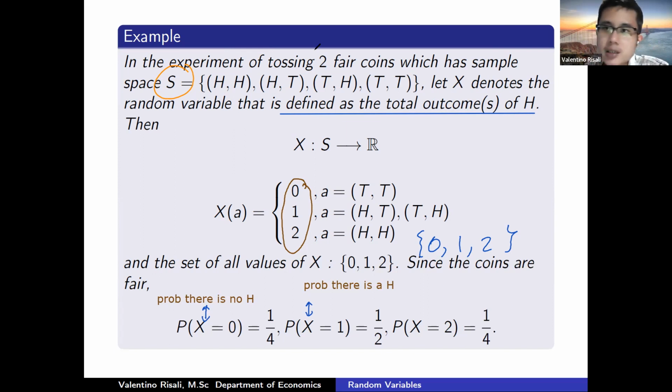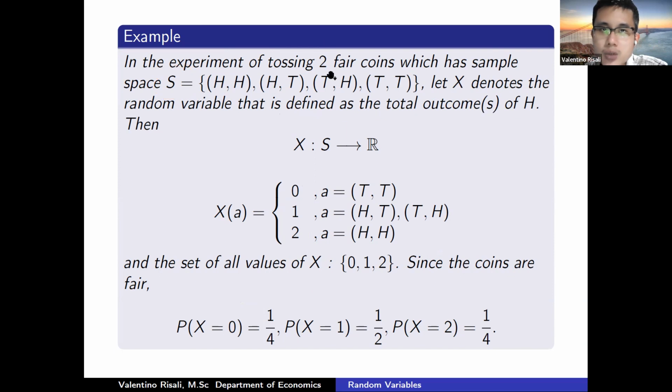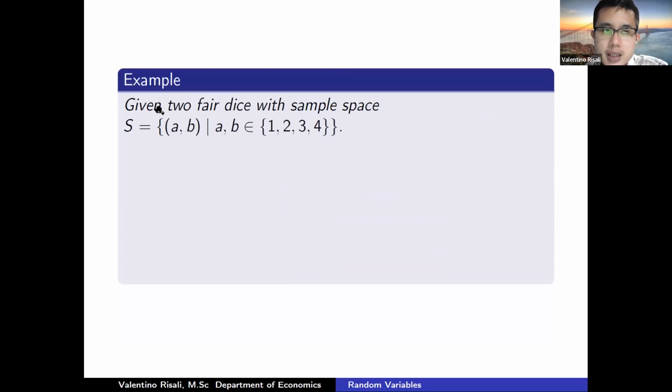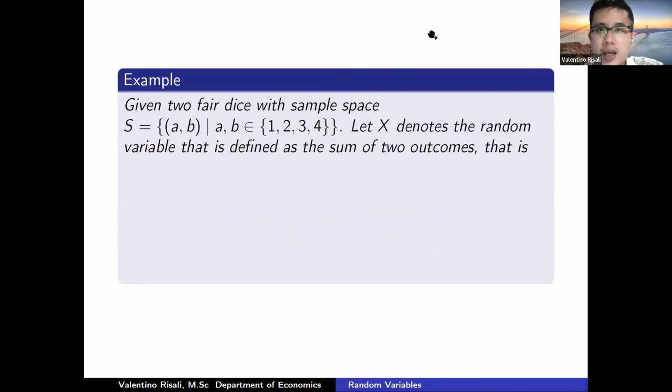Okay, great. Then we go to the second example, that is the experiment of rolling 2 fair dice, and for this they are four-sided. Of course, the sample space is S, and then I define a random variable X that denotes the sum of two outcomes. Then we will see what is the formula of this function.